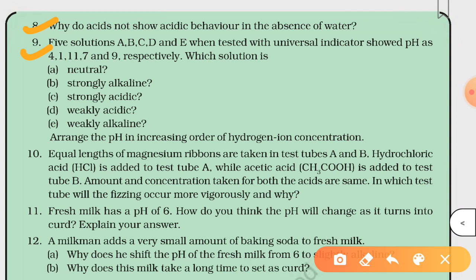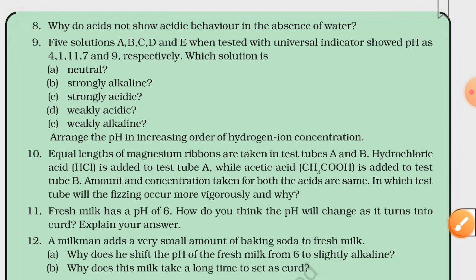Now at last you have to arrange these in increasing order of hydrogen ion concentration. You must know, students, if your pH value is very low, then the hydrogen ion concentration is very large. So the hydrogen ion concentration will be least in C, higher in E, then D, then A, and at last B will have the highest value of H+ ion concentration just because it has the least pH value. So this was the concept which I have explained.